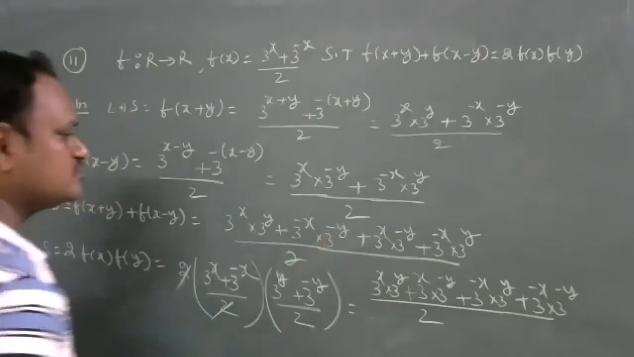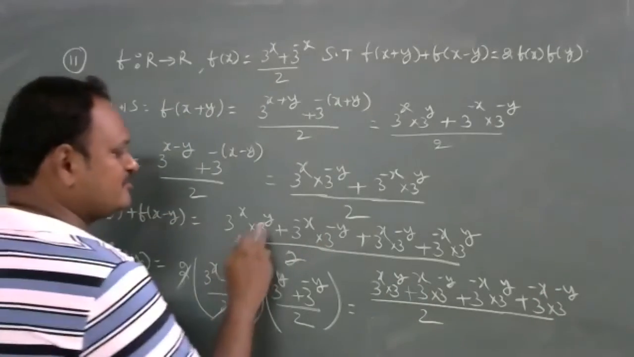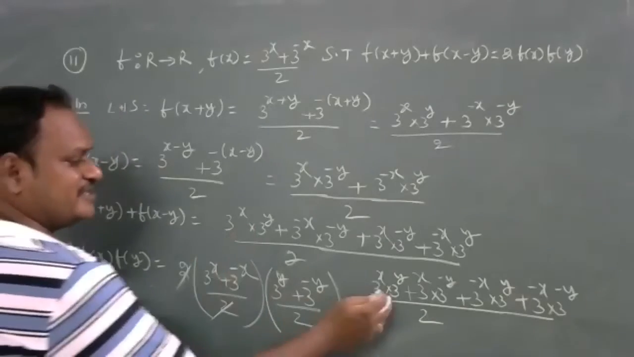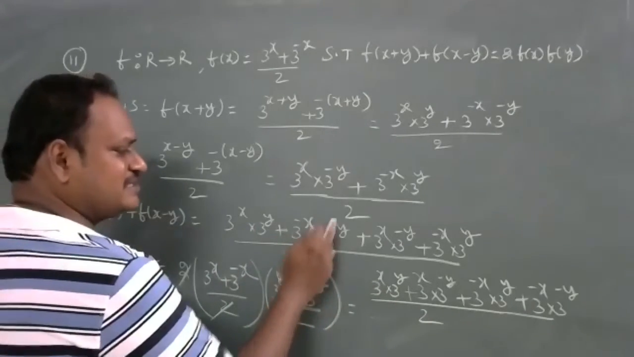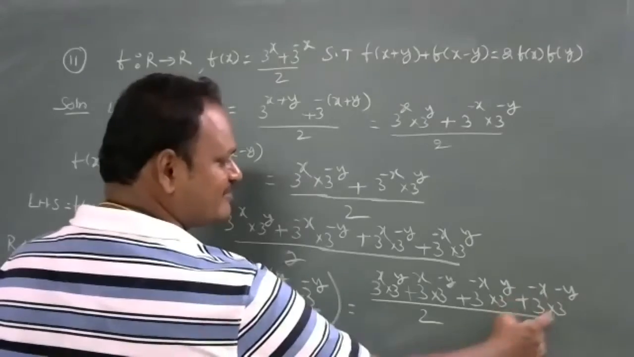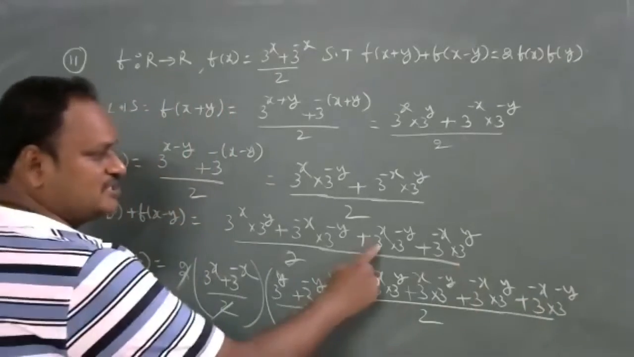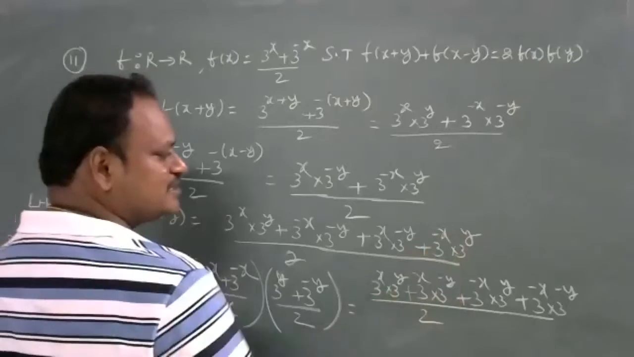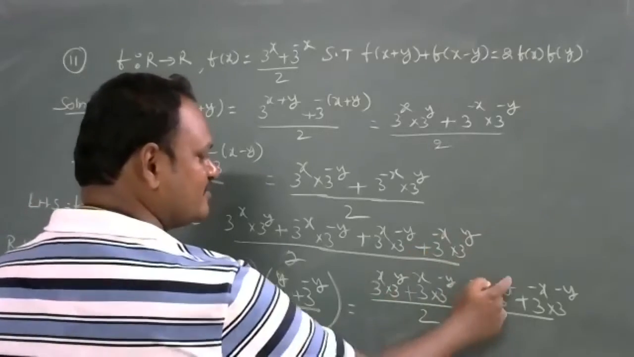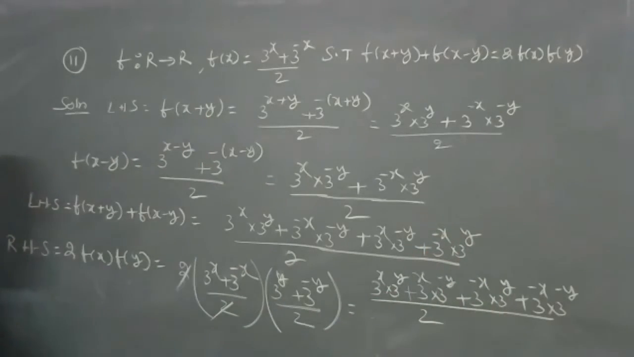Now this and this both are the same. See here, 3 power x into 3 power y, you have on the left hand side, here also you have it. Denominator 2 by 2. 3 power minus x, 3 power minus y, here also. 3 power x into 3 power minus y, here also. 3 power minus x into 3 power y. Everything we have got perfectly.